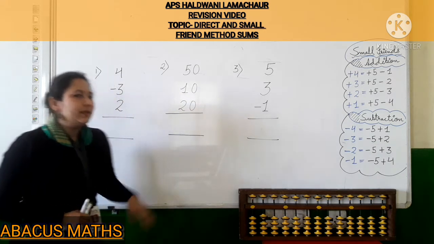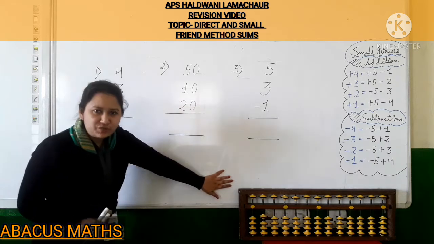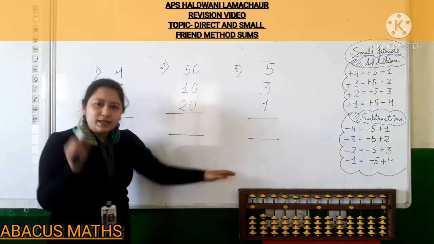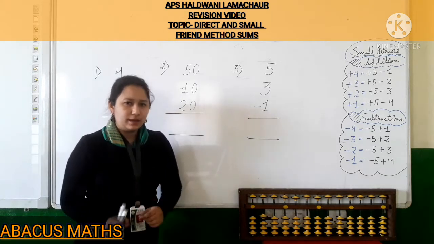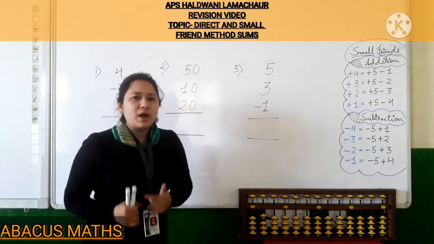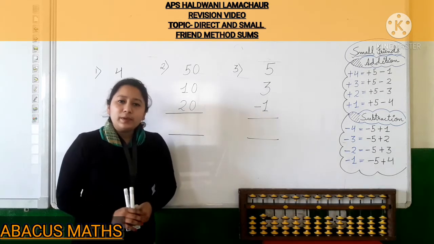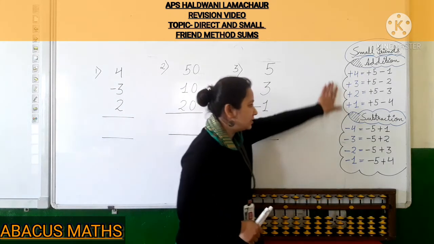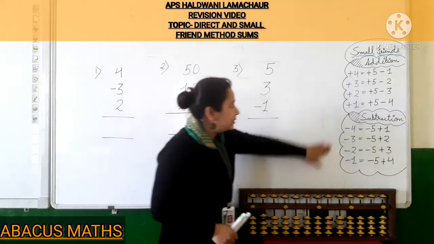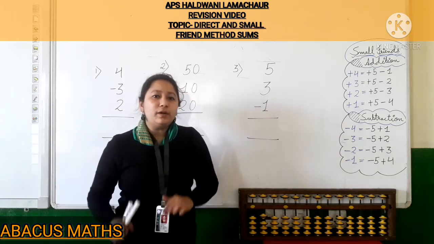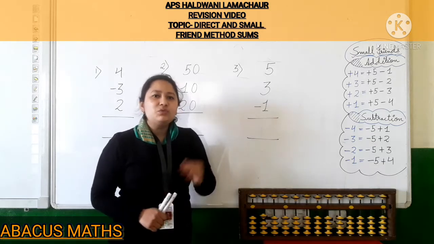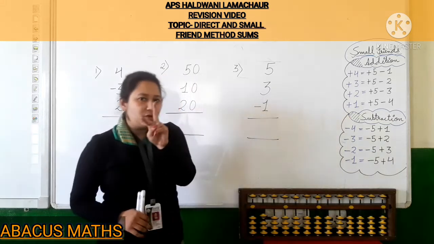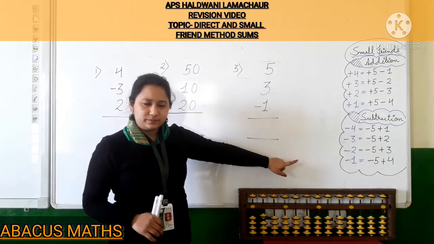As you can see, kids, this video is a revision video. In your Abacus exam, addition and subtraction sums will come, means the sums in which you have to add or subtract. As you know, for adding and subtracting, I have told you these small friends. So kids, these small friends will come in your Abacus exam, means you have to solve your sums with the help of these small friends. Two types of small friends: addition and subtraction.